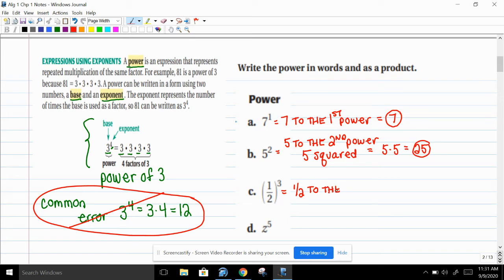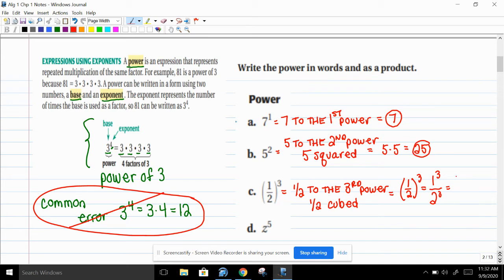Down here, this is 1/2 to the 3rd power. That could also be written 1/2 cubed. Now with fractions, you're actually going to take that exponent and give it to the numerator, which is the top, and the denominator, which is the bottom. We're going to do way more with rules of exponents later. This is still pretty basic.